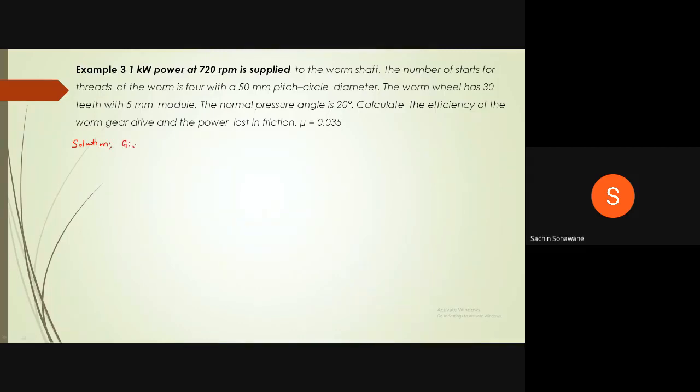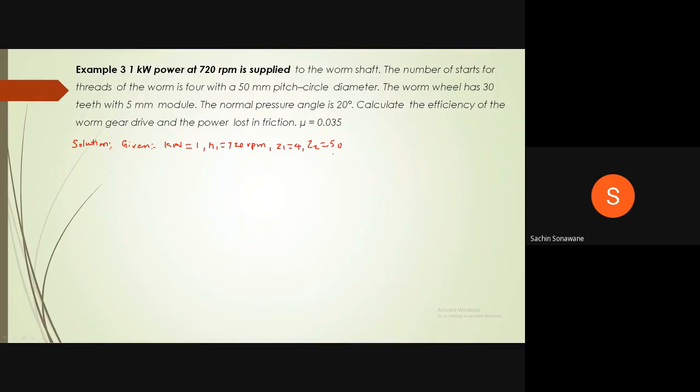Given quantities. First of all, power is given as 1 kilowatt. To the worm shaft they have supplied 720 rpm. Therefore, N1 is equal to 720 rpm. The number of starts on the worm is 4. Therefore, Z1 is equal to 4.